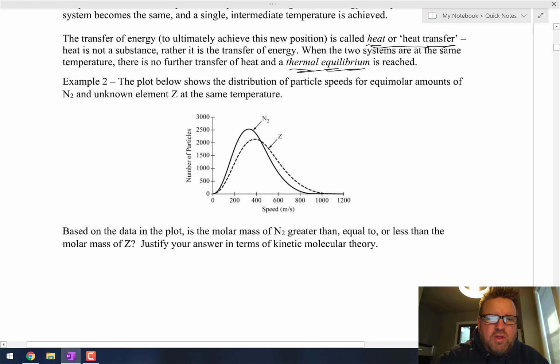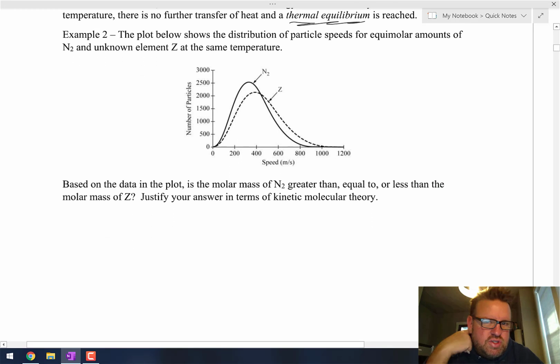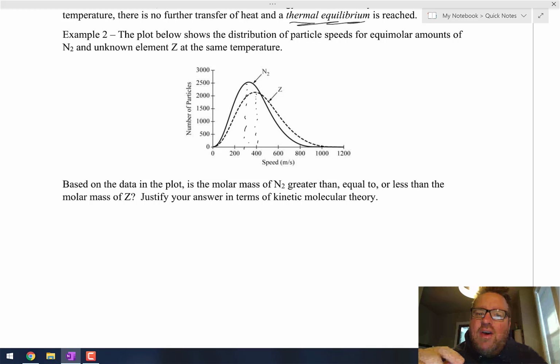Okay, so let's look at a couple of examples of this. It says the plot below shows the distribution of particle speeds for equimolar amounts of nitrogen and unknown element Z at the same temperature. So notice that element Z, its peak is a little bit flatter, and its peak is a little bit farther to the right than nitrogen's is. If the peak is farther to the right, it either means that it's nitrogen at a higher temperature, or it could also be a different element where the particles are traveling faster. And we've learned that the lower the molar mass, the faster particles travel.